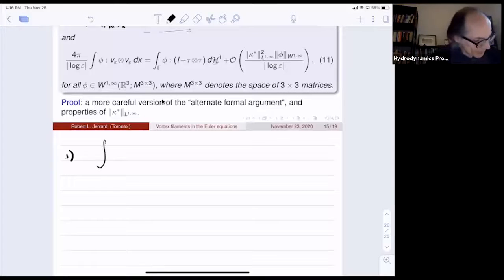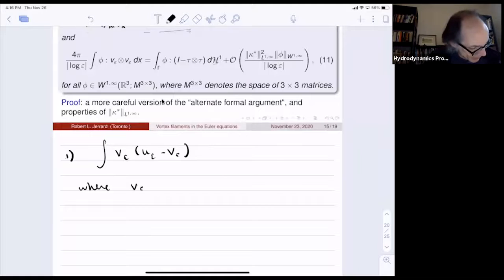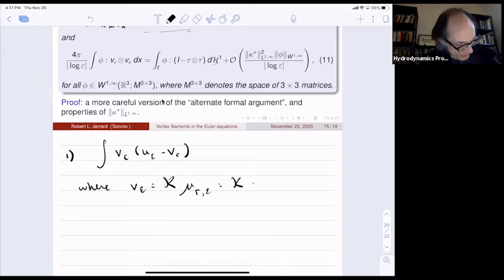So I want to look at V epsilon times U epsilon minus V epsilon, where V epsilon is the Biot-Savart kernel applied to this omega. What did I call it? Unfortunately, I changed the notation, but it's mu sub gamma comma epsilon, the Biot-Savart kernel applied to this modification of the measure living on the curve gamma.